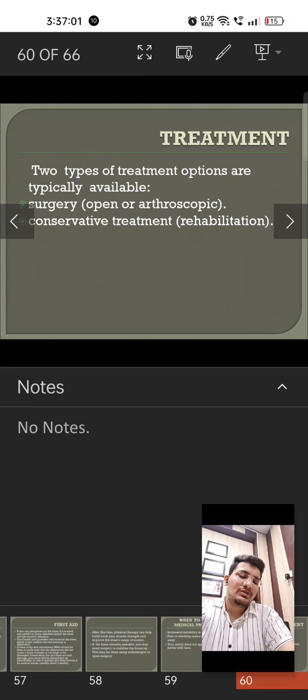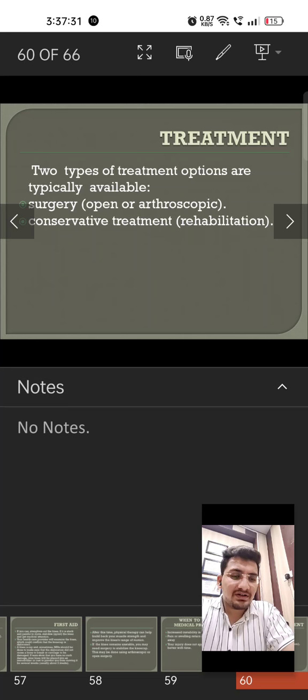So what are the treatment options? First one is the surgery, second one is the conservative. Surgery was open or arthroscopic, depending on the surgeon's opinion, or patient consent is also important, what patient wants. So basically arthroscopic surgeries are most common these days because these are minimally invasive procedures, and if the procedure were minimally invasive, then the recovery was also good.